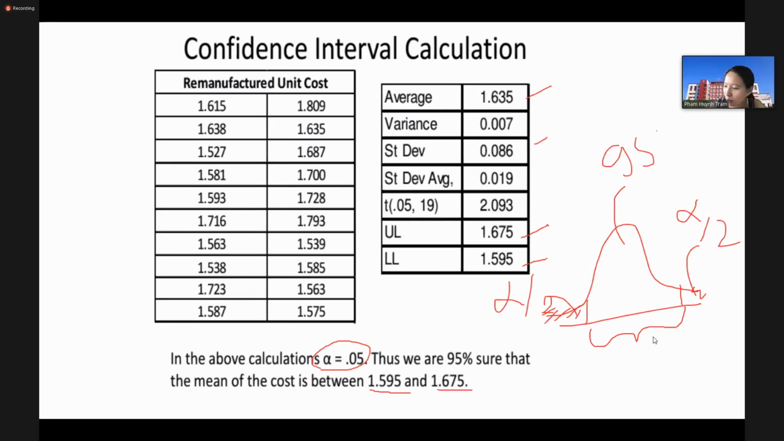Okay, 1.595 and 1.675. Now, this is our estimation of the average remanufacturer unit cost. Is it a good estimation?